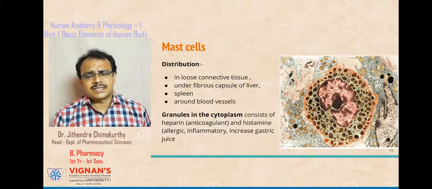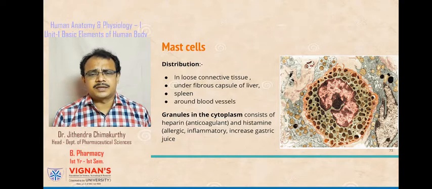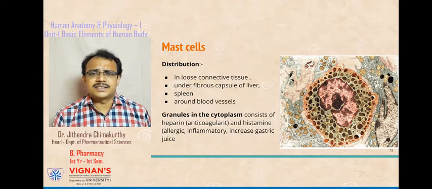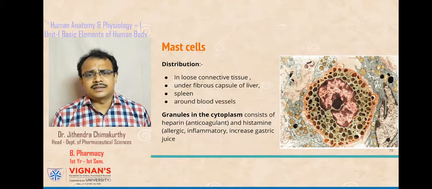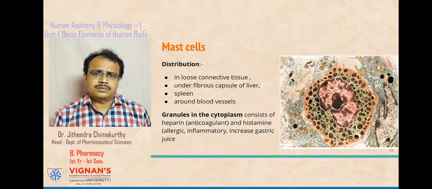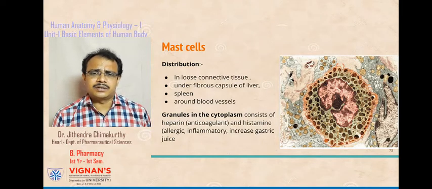Rupture of these mast cells during any allergic reaction or tissue damage will lead to the release of these histamine and heparin. Histamine is a mediator of hypersensitivity reactions and inflammation, whereas heparin is involved in preventing blood clotting.